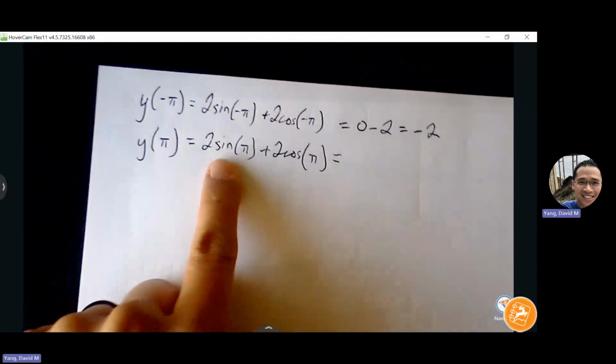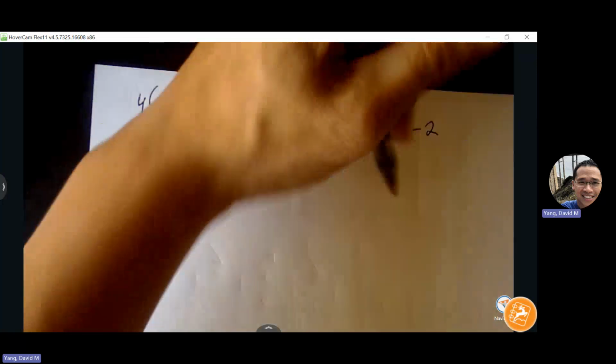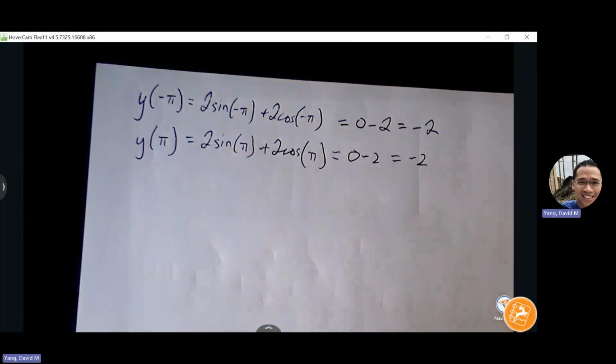Same result here, right? Sine of pi is 0. Cosine of pi is negative 1. Negative 1 times 2 is negative 2. Okay, so I have my endpoints. I have my relative max. I have my relative min. I have my points of inflection. Let's see if we can put them all onto our graph here.